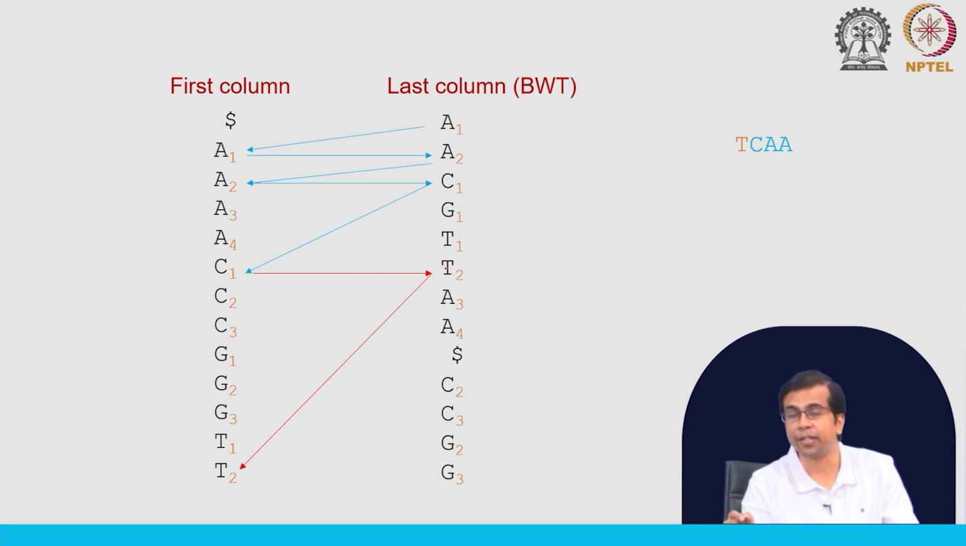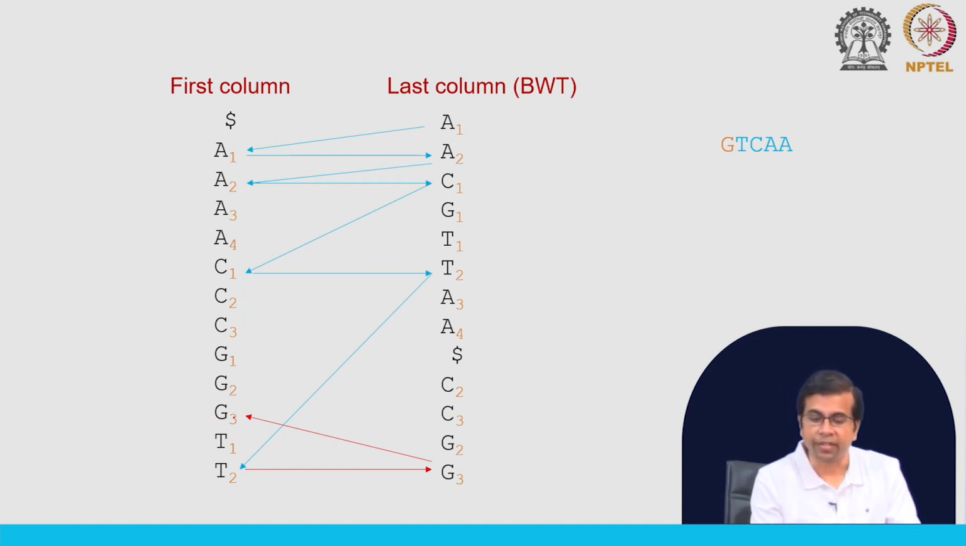This T occurs before this C, so we have added this T into the reference sequence that we are building. And for this T, we can see this G will be before this T, and we have added G now to the reference sequence. Then we again use the last-first mapping here, so this G3 corresponds to this G3 here, and we can continue this process.